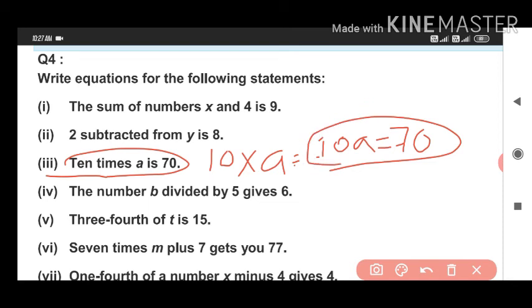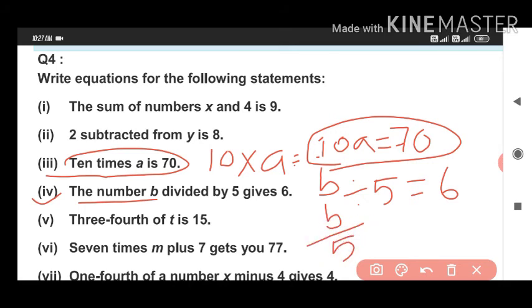Now question number 4. The number b divided by 5 gives 6. So this number b is divided by 5 and equals 6, or else you can write b upon 5. This upon is also known as divide. So b upon 5 is equal to 6. Both ways are right. You can write any one of these.